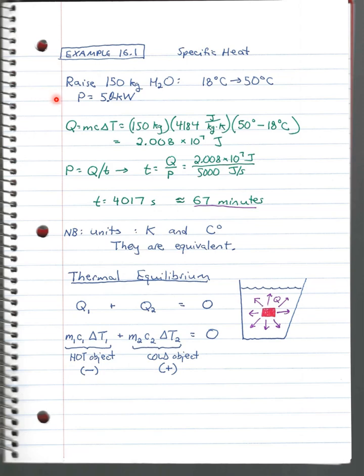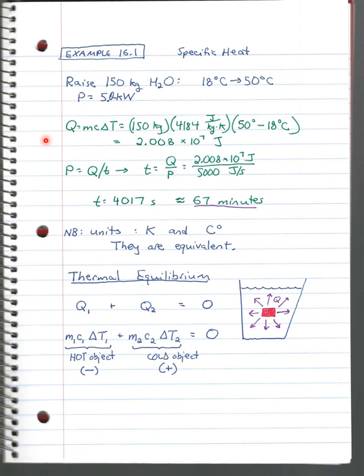Well, first we want to know how much energy will it take? That's what the question asks. So energy, Q equals mc delta T. So we've got the mass, the specific heat of water. Delta T is 50 minus 18. That's final minus initial temperature. And we get 2.008 times 10 to the 7th joules. That's the amount of energy it's going to require.